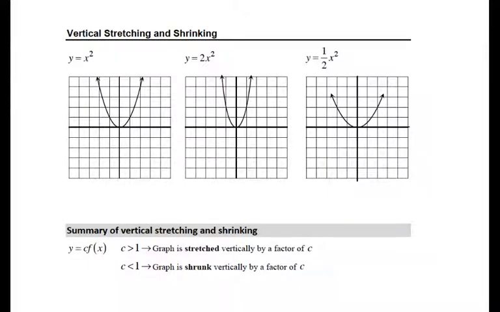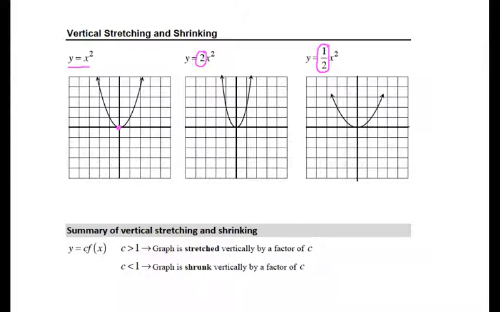Vertical shifts occur when a number is added to a function or subtracted from a function. Vertical stretching and shrinking occurs when a number is multiplied by a function. So for example, our base function here is y equals x squared. If we're looking at 2 times x squared or 1/2 times x squared, then we expect the graph to show vertical stretching or shrinking. So let's take a look at our base function.